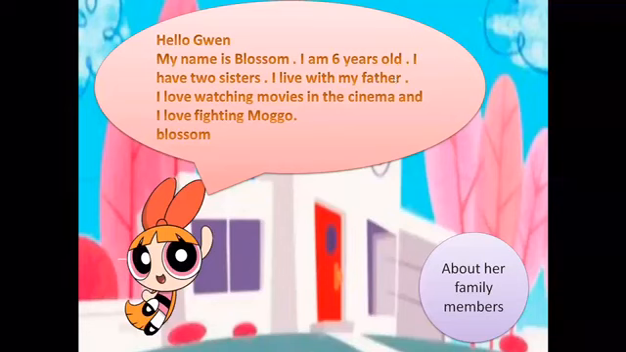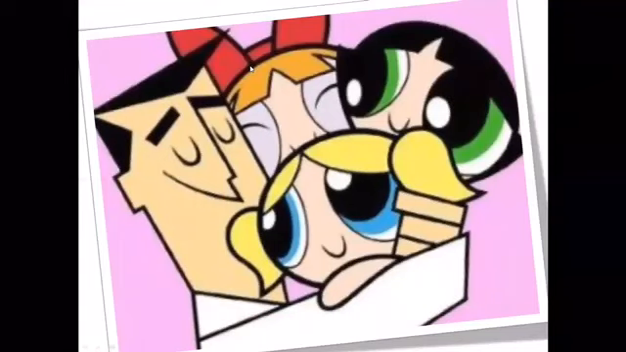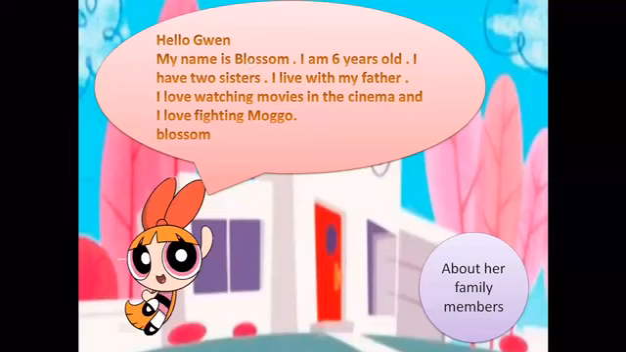Now, I need other participants to start reading. Okay, Zainab Ali? Can you read this passage again? Hello, Gwen. My name is Blossom. I am 6 years old. I have two sisters. I live with my father. I love watching movies in the cinema. And I love fighting Mojo. It's very good. Thank you. Excellent.